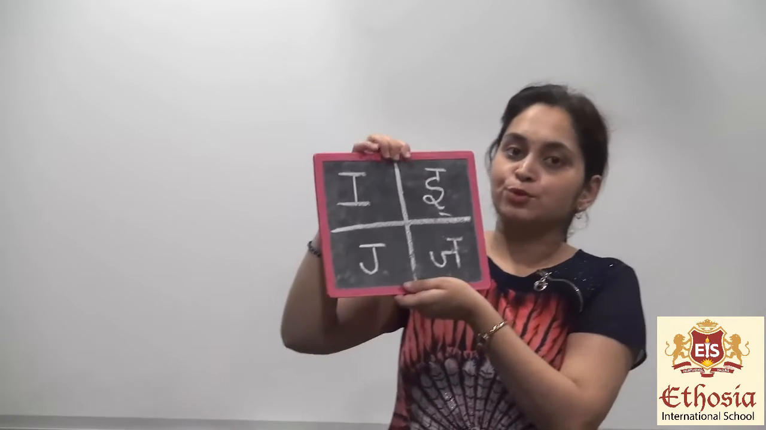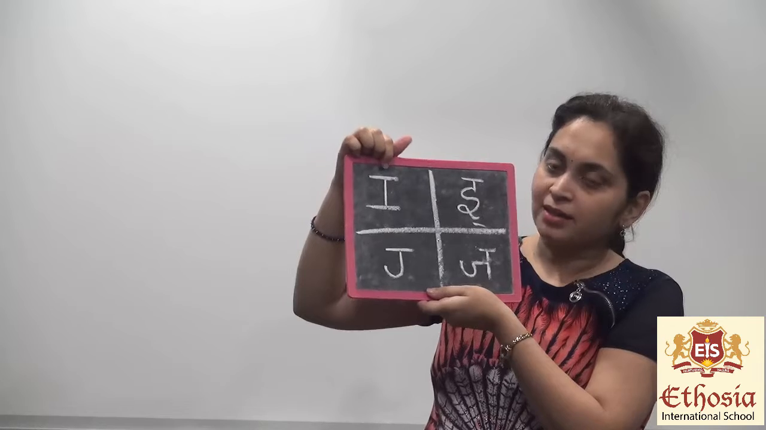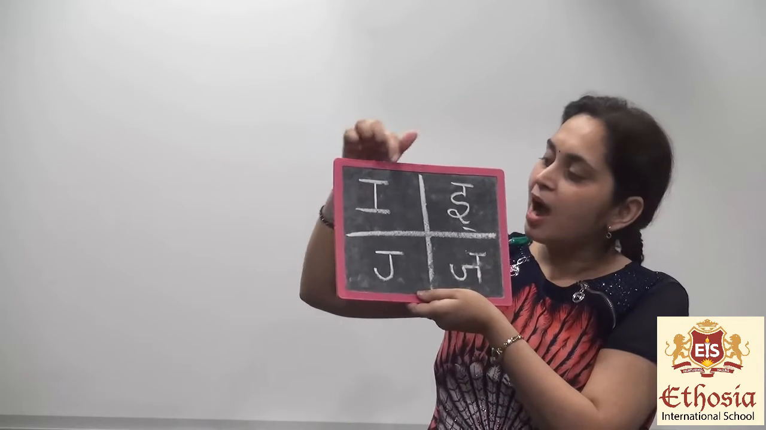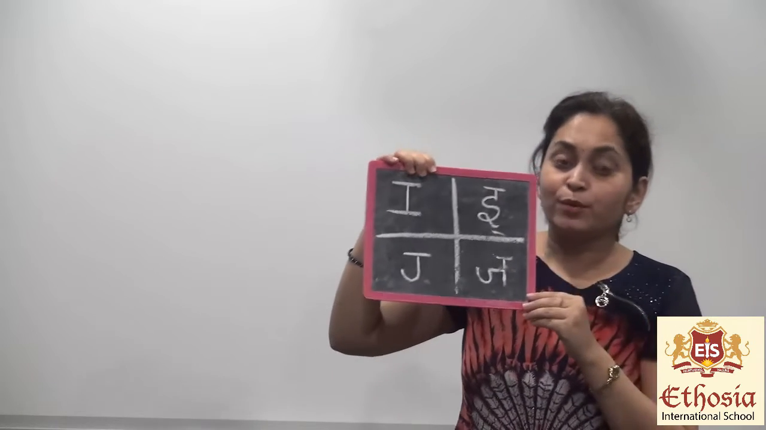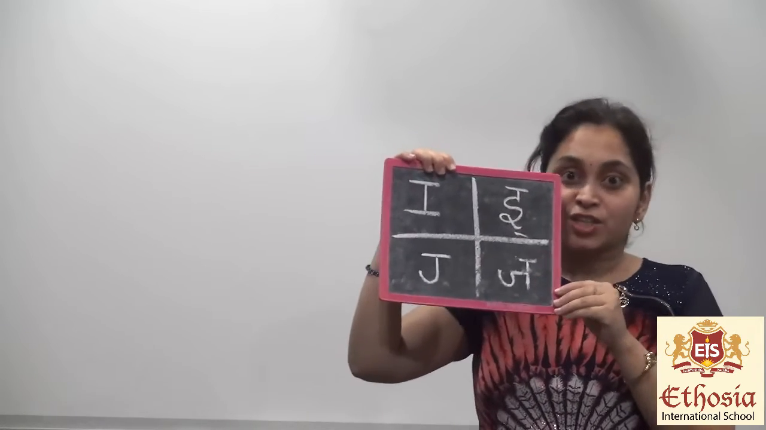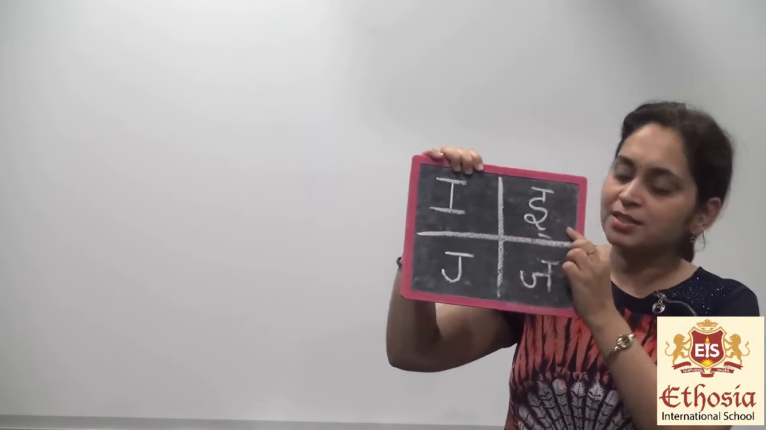Now I am going to show you the next two alphabets. So this is capital I. I says E. Like examples I am going to give you, like igloo, the house of ice, that is igloo, injection. So we say E, alright.